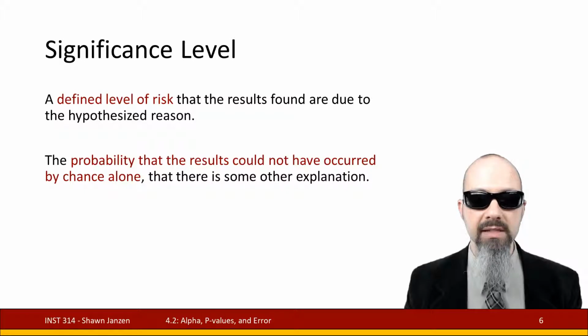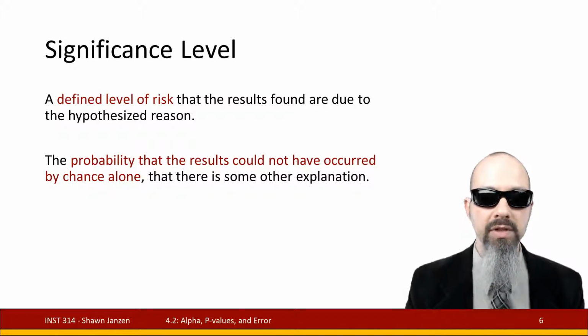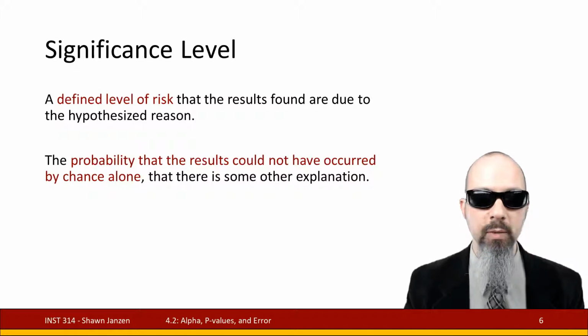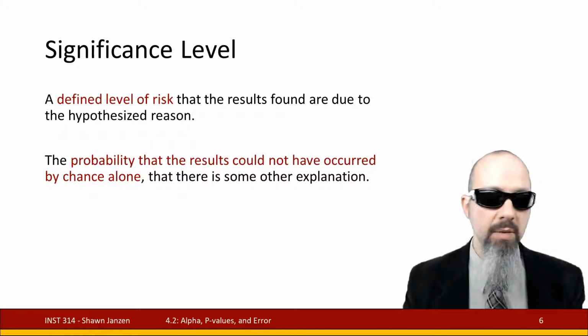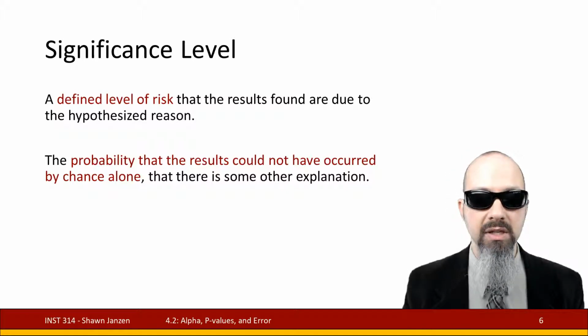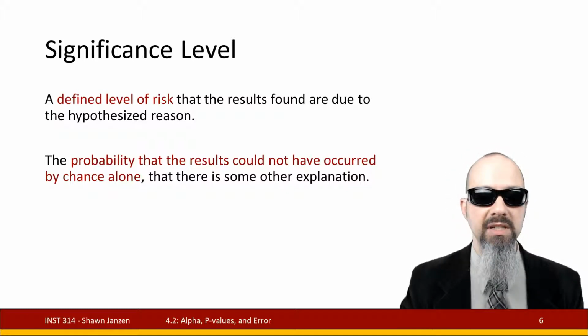So significance level is talking about the probability your results could not have occurred by chance alone. This is that amount of risk you're willing to take. What is the chance that I'm willing to take, the maximum level of risk, that what I find could just be by that dumb luck coincidence, and I really can't use the results from there. That is the idea of statistical significance.